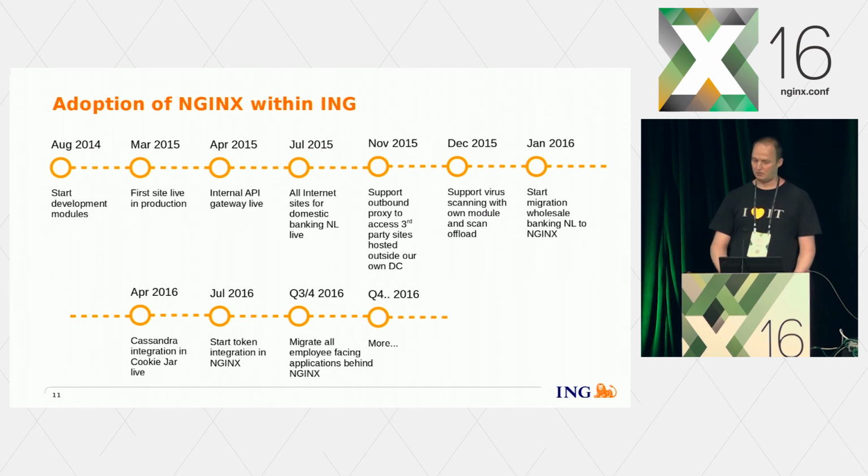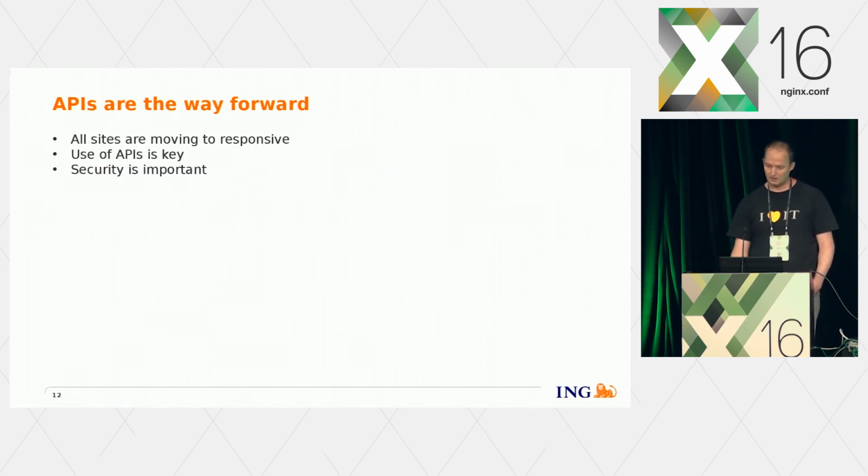And since all the sites are moving to more responsive ways of functionality, we are required to use APIs. So we need to expose the APIs in a safe and secure way, so other teams can consume those APIs. APIs can be consumed directly by other applications, or they can be consumed in the browser by applications, for example, screens pulling data or initiating transactions.